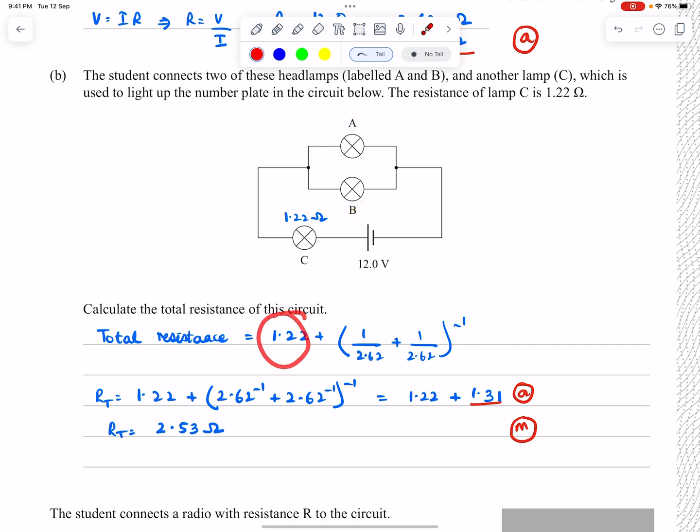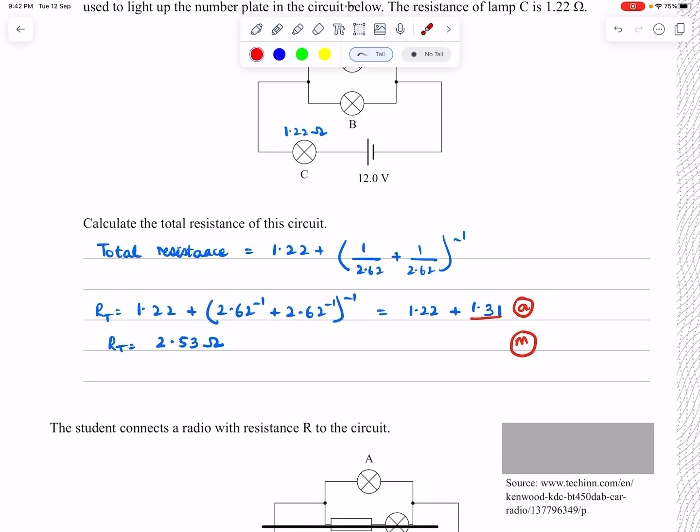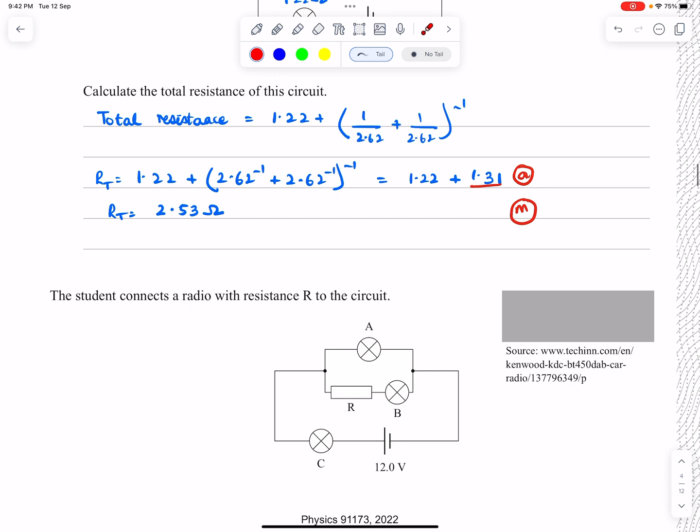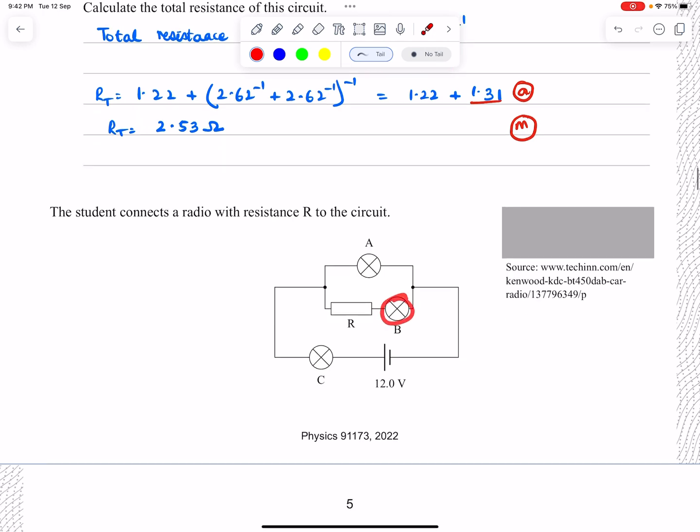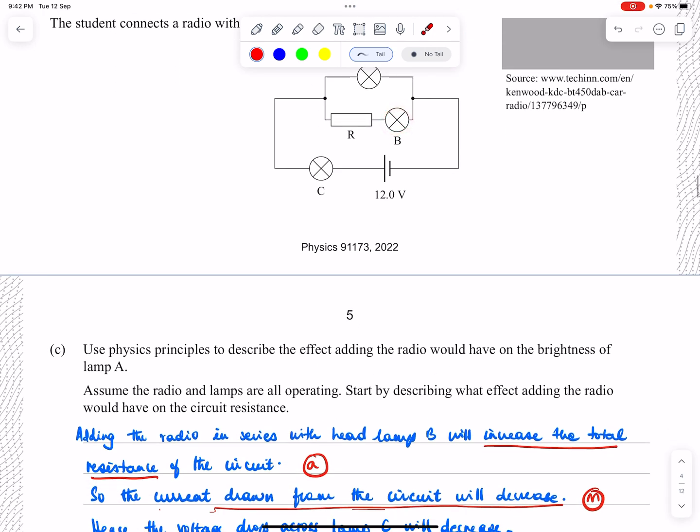So that's your series, that's your parallel, and you do the 1 over, and then you get the 1.31, which is the sum of those in parallel, and you add it to the series and you get 2.53, and that's your merit. The student connects a radio with resistance R to the circuit, so the radio is here, it's in series with B.